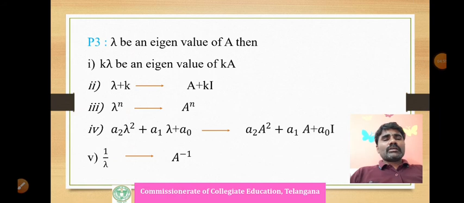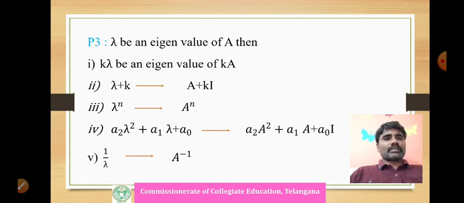And the third one is: if lambda is an eigenvalue of a matrix A, then k lambda is an eigenvalue of kA, constant times matrix A, and lambda plus k is an eigenvalue of A plus kI, and lambda power n is an eigenvalue of A power n, and a2 lambda square plus a1 lambda plus a0 is an eigenvalue of a2 A square plus a1 A plus a0 I, and 1 by lambda is an eigenvalue of A inverse, for lambda not equal to 0, if A inverse exists.